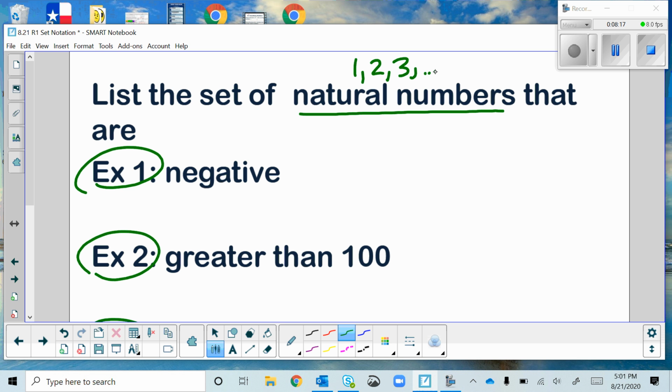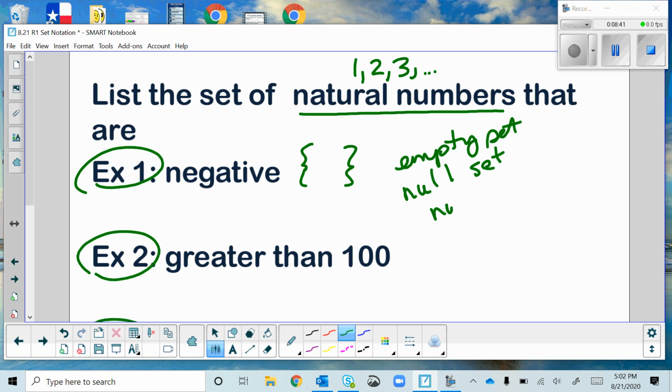We're still going to use our squigglies. And then we're going to put nothing inside there. This is what we call the empty set. You might see this also sometimes called the null, N-U-L-L set. You may have also seen this used when solving systems of inequalities that have no solution. It can also mean no solution.